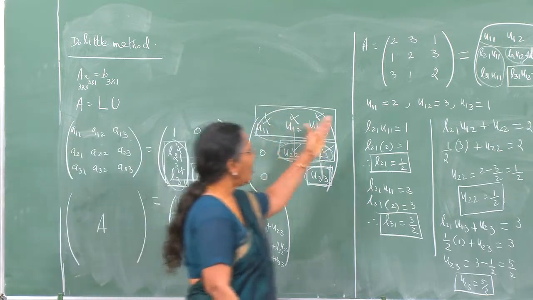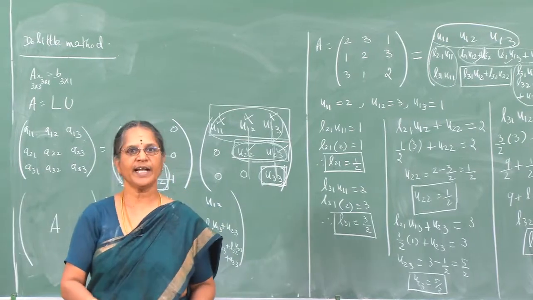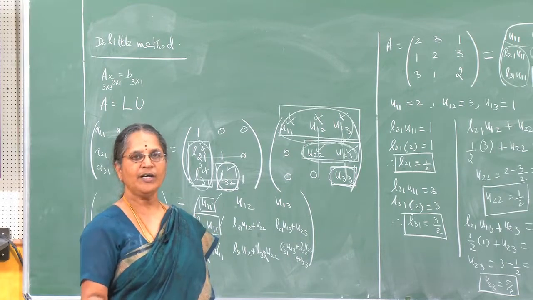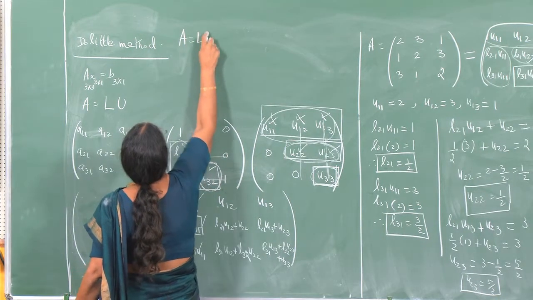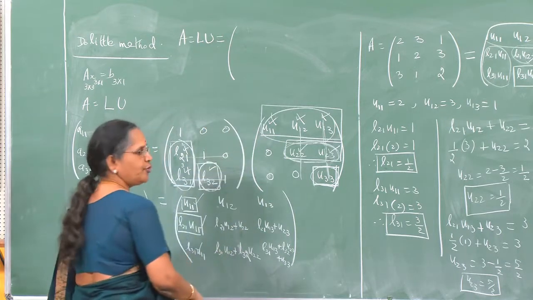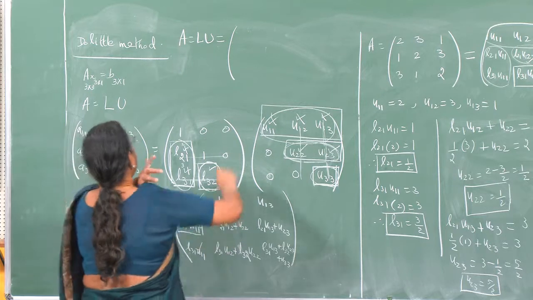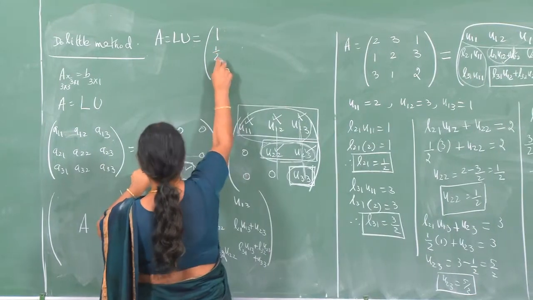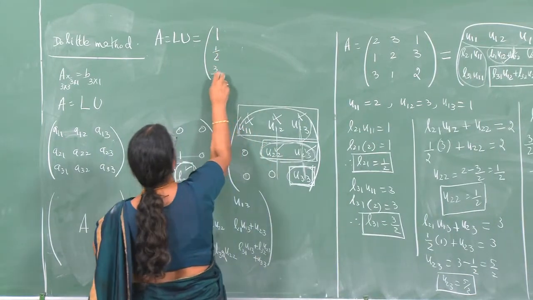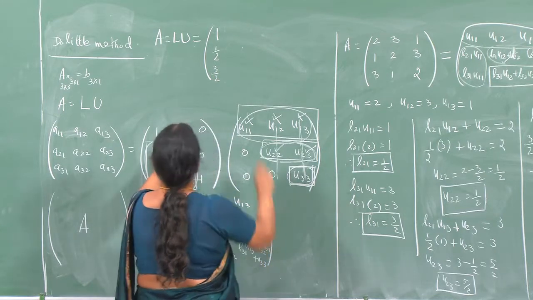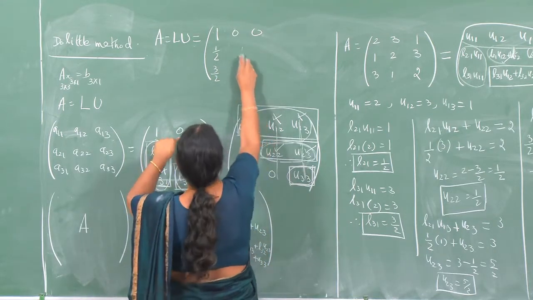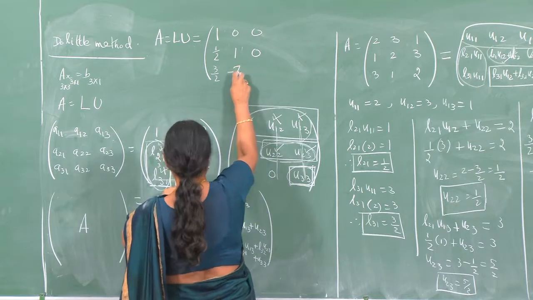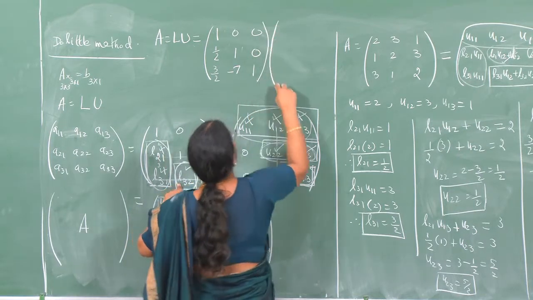So, we now have all these values. So, we write down what A is or how A can be factored in the form L into U. We will write down the matrix in the form A is equal to L into U. 1, L21 is half, L31 is 3 by 2, then 0, 0, 1, 0, L32 is minus 7, 1. So, that is our L.